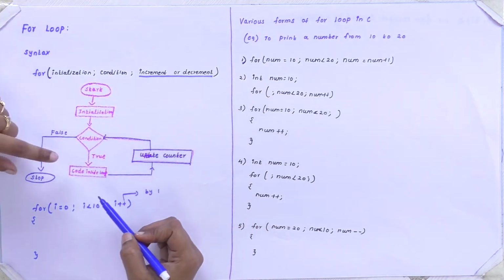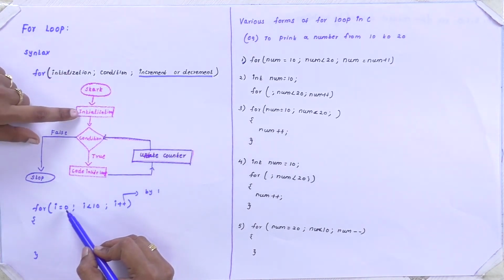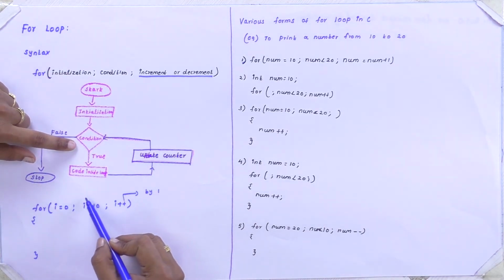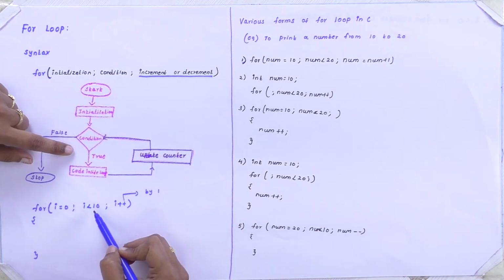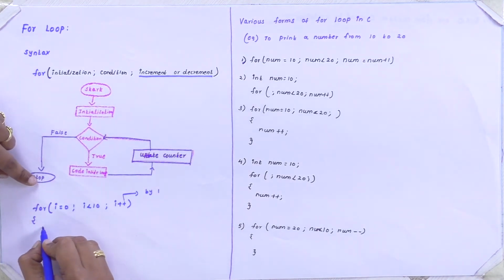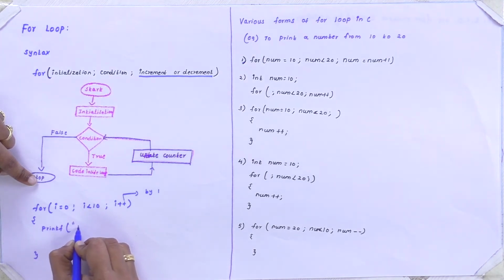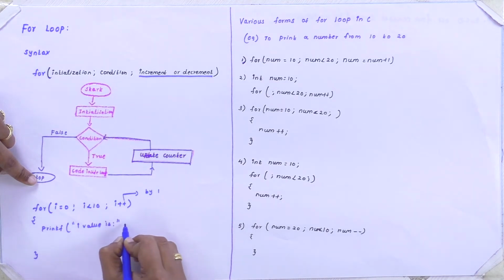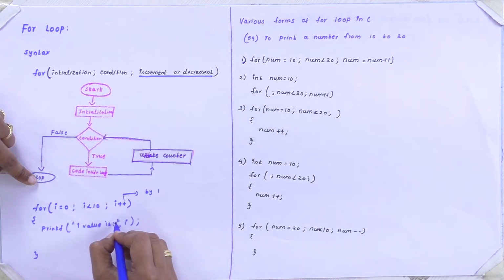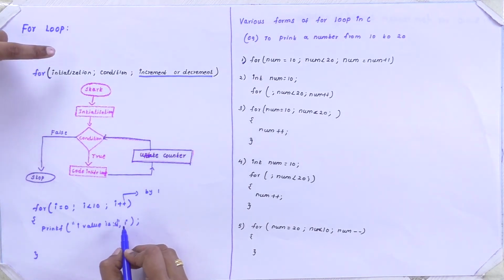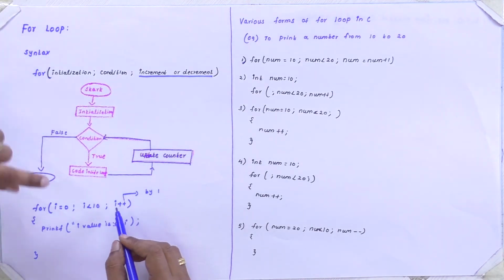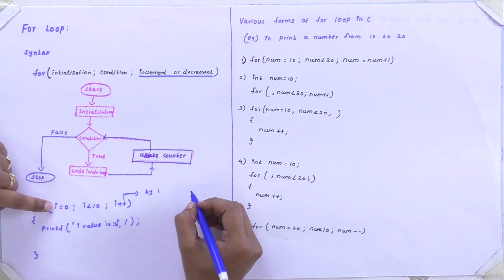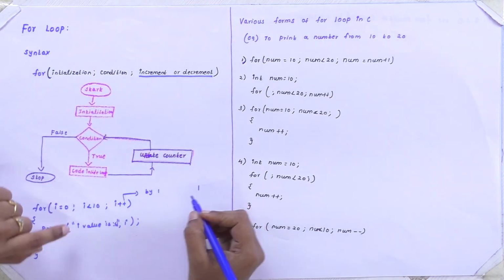First it will do initialization and condition checking: 0 less than 10, it will be true. So it will enter into the loop. I am going to print "i value is", and inside this I am going to give %d. So here I am going to print the i value. In the first loop it will execute and the value is 0.